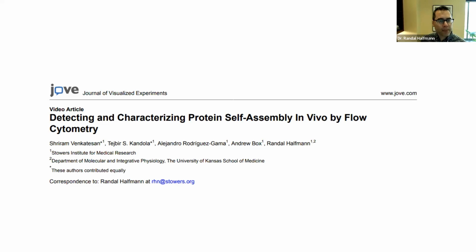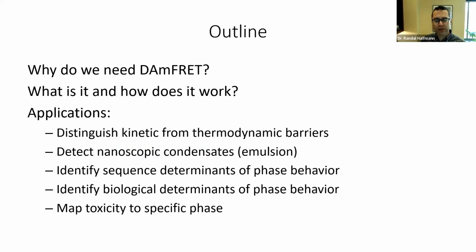So I want to introduce first, why do we need this approach? How do we use DAMFRET to characterize phase behavior of proteins in cells? What is it? How does it work? And in addition, a few little updates that we've had in the last few years. I also want to tell you about some of the really fun applications that we've found for DAMFRET, specifically as it was initially intended, that we can use it to distinguish kinetic from thermodynamic barriers of phase behavior, of phase separation. And I'll tell you a little bit what I mean by that.